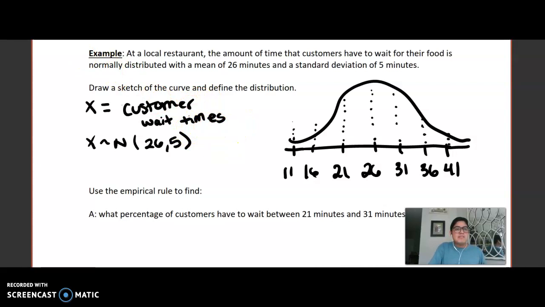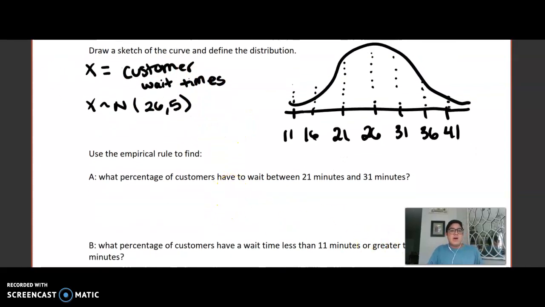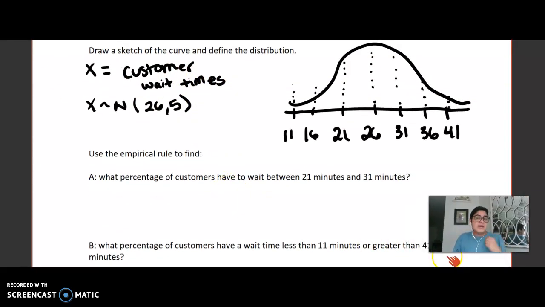Alrighty, so what happens now is we are going to use our curve to find the following proportions, or specifically here, percentages. What percentage of customers have to wait between 21 and 31 minutes? So what percentage, all right, between 21 and 31? Well, if I look at the data there, I went 1 up, 1 below. What percentage of data occurs within 1 standard deviation? Well, that's going to be 68% of the data, and that's going to be by the empirical rule.